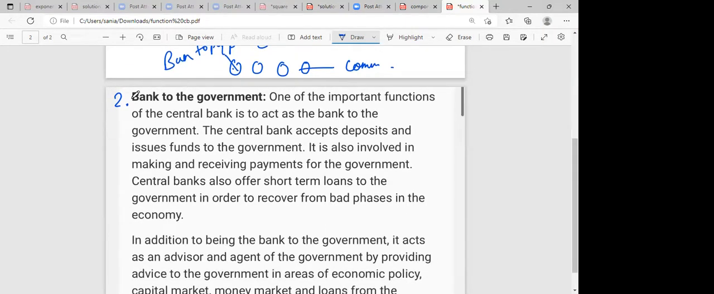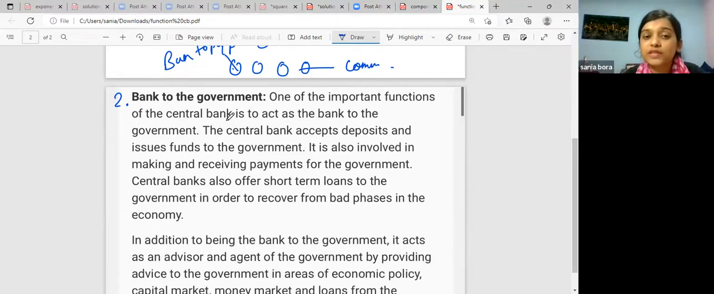Yes, ma'am. Now the second function is bank to government. One of the important functions of the central bank is to act as the bank of the government. The central bank accepts deposits and issues funds, meaning loans, to the government. If I am the government and want to deposit my money, I will go to the central bank, not to a commercial bank. It is also involved in making and receiving payments for the government. Making means, for example, the government wants to purchase something, so it gives money. Receiving means somebody transfers money to the government.